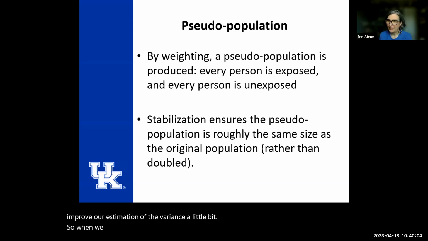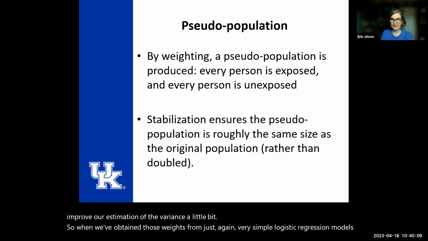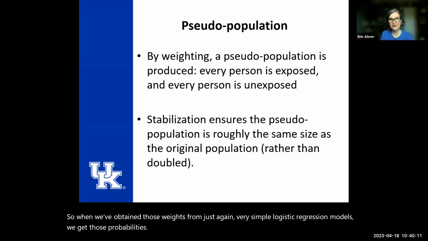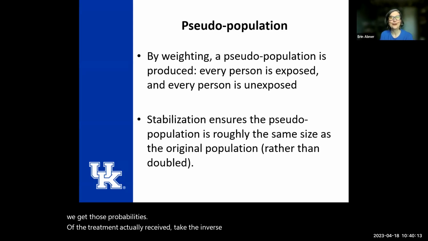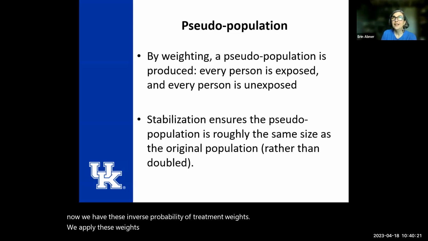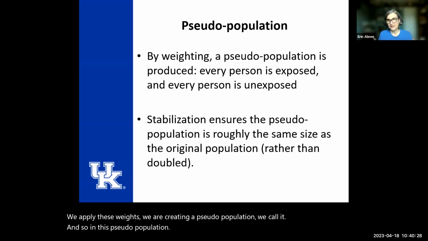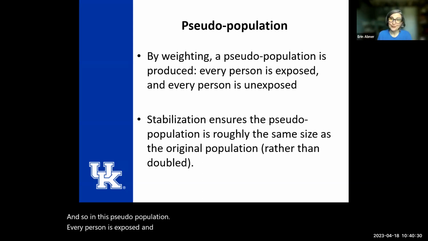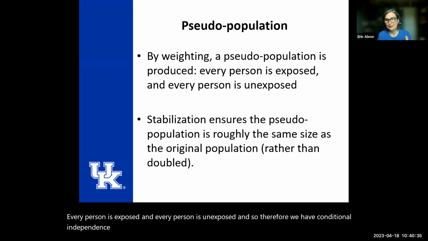So when we've obtained those weights from just, again, very simple logistic regression models, we get those probabilities of the treatment actually received, take the inverse, multiply by the marginal probability, and now we have these inverse probability of treatment weights. When we apply these weights, we are creating a pseudo population, we call it. And so in this pseudo population, every person is exposed and every person is unexposed. And so therefore, we have conditional independence between the probability of exposure and the covariates.